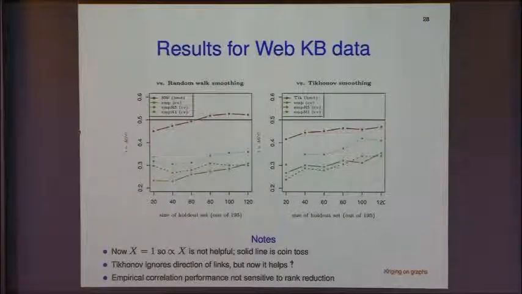The Tikhonov smoothing, this is the one that ignored the direction of the edges. Interestingly, if you ignore the direction of the edges, you're beating this one that looked at the direction of the edges. So that was kind of a surprise that ignoring the direction of the edges would help you. But maybe it has to help you sometimes.